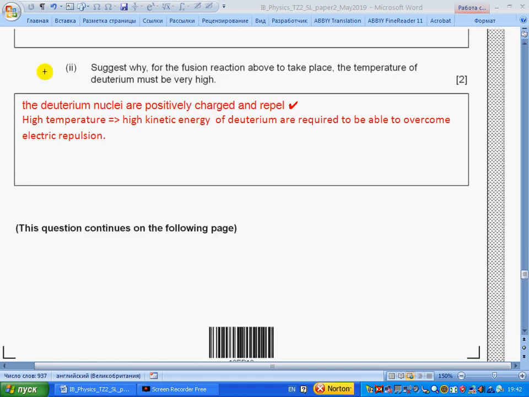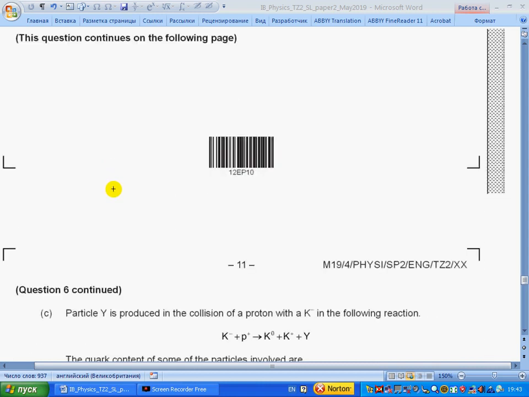Suggest why for the fusion reaction above to take place, the temperature of deuterium must be very high. The deuterium nuclei are positively charged and repel. High temperature, and hence high kinetic energy of deuterium, is required to be able to overcome the electric repulsion.